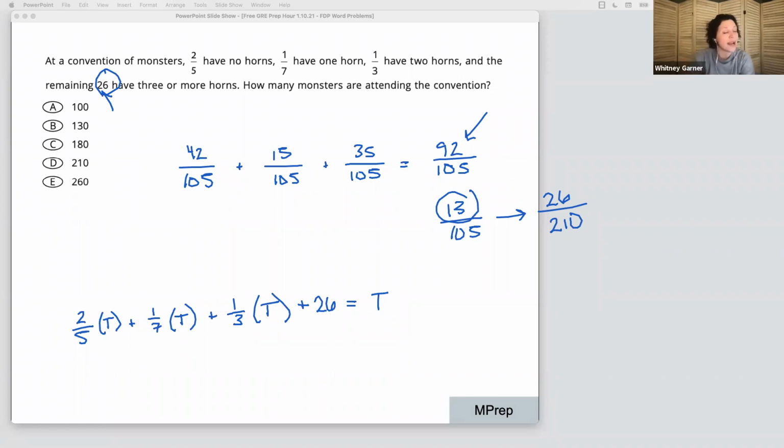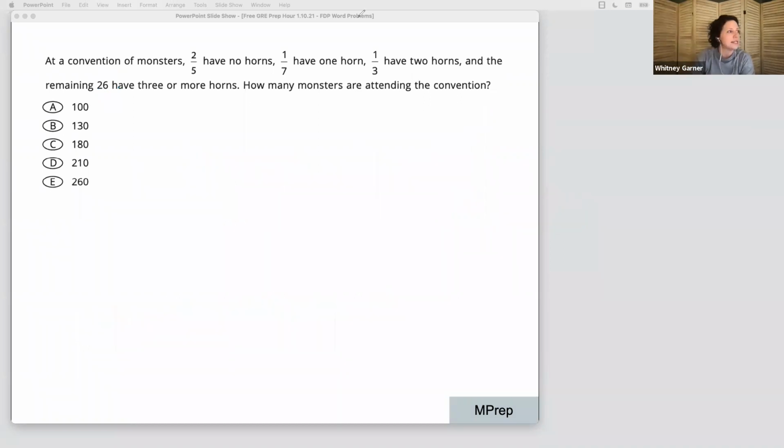If what I know is that I should probably assume I'm going to have whole numbered monsters, and that I have to have some number of monsters, 2/5 of which have no horns, then I need an answer that I'd be able to take 2/5 of. Well, that doesn't help me much because I can take 2/5 of every single one of these answers. Anything that ends in a 0 is going to be divisible by 5. So that's not the most helpful thing in the world.